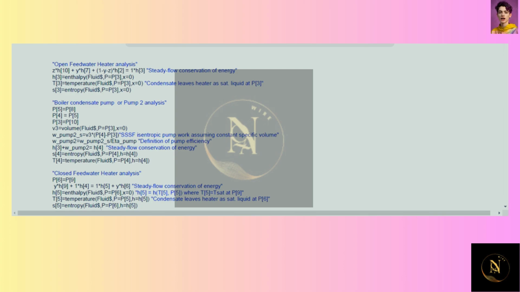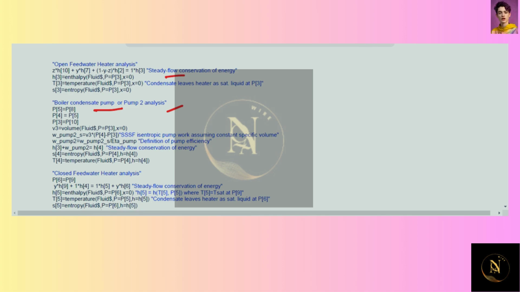We'll see what else there is about the open feed water heater analysis. As we see on the screen, the open feed water heater analysis has these things: steady flow, conservation of energy, the enthalpy, the temperature, the entropy. Then we have the boiler condensate pump or pump 2 analysis. This is the pump 2 analysis. That was the pump 1 analysis, which was the condenser exit pump.